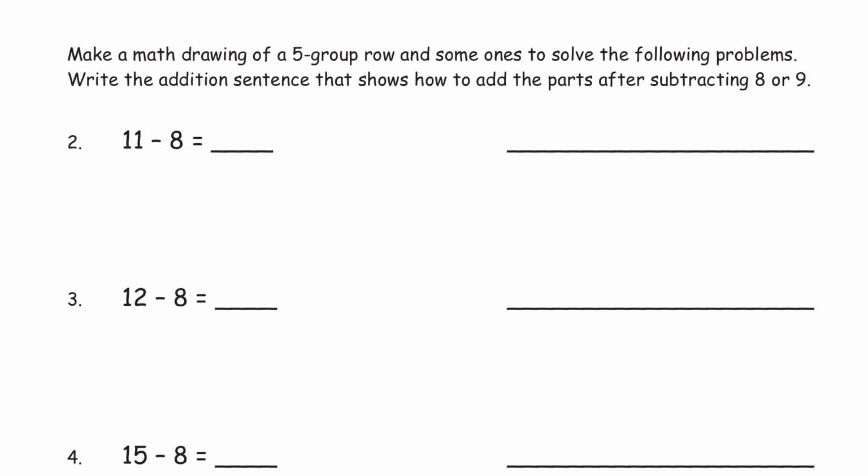Let me do number 2 with you, and then you'll see what we're doing. So on number 2, we've got 11 minus 8. So we're going to draw out 11. So 1, 2, 3, 4, 5. Now they want us to do 5-group rows. So a row goes across. So I'm going to keep going on my dots, but I'm going to make a space here for another group of 5. So 6, 7, 8, 9, 10, and then another space, 11.